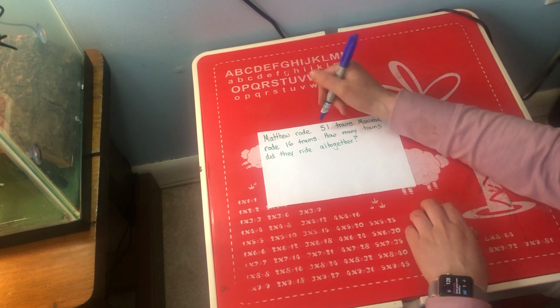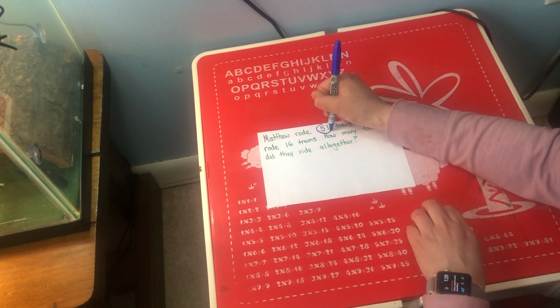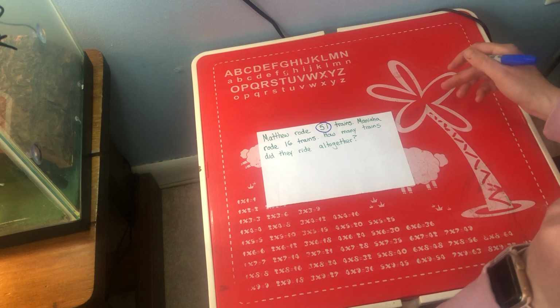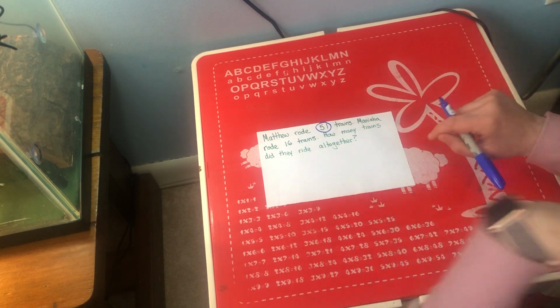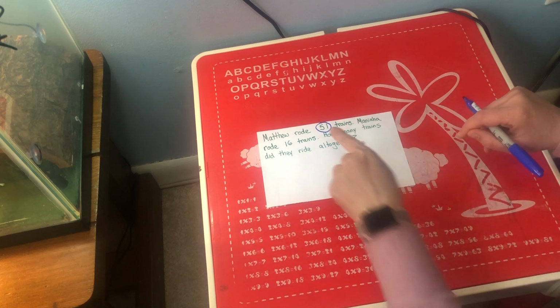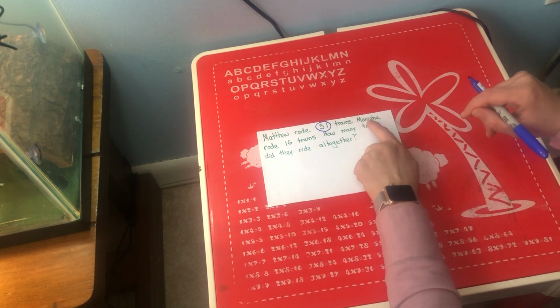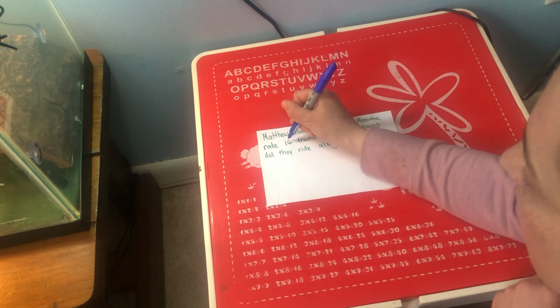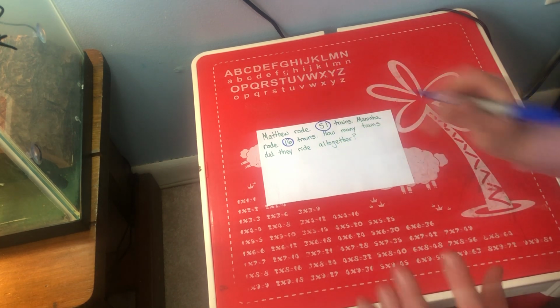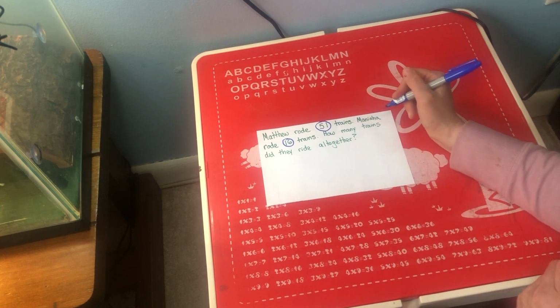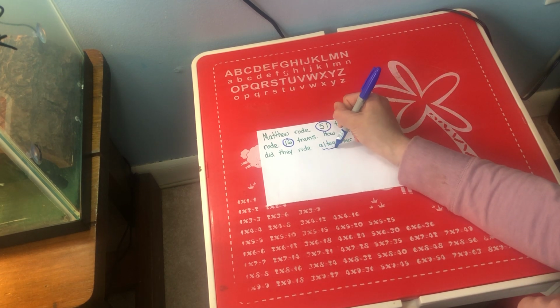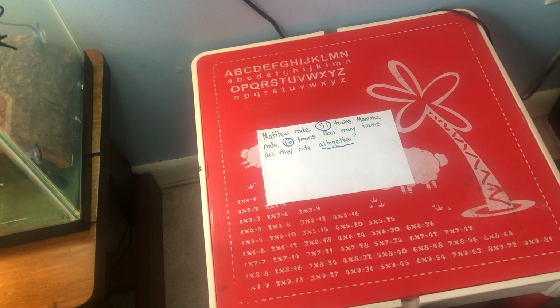Matthew rode 51 trains. Make a picture of that in your mind. You might be picturing Matthew at the train station, getting on a train, getting off, 1. On a train, off, 2. 51 times. Mania rode 16 trains. So Matthew's getting on and off trains, Mania's getting on and off trains. How many trains did they ride all together? And that word tells me that I want to put those numbers together.